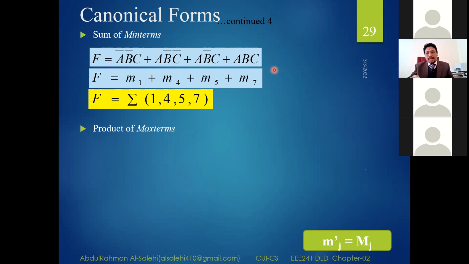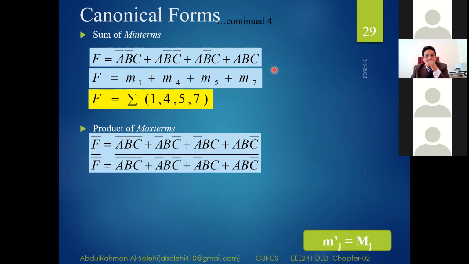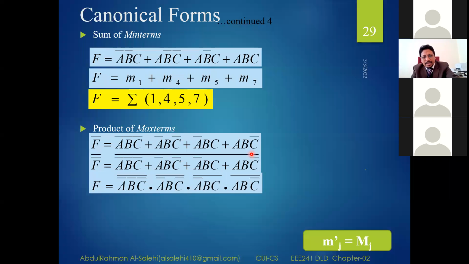In max term, it is the same thing. I'm going to use the same process here. Only what I will do is take the complement of all these values first. Then at the end of the day, I will just convert the sum product to dot product. In other words, if I take the complement of min term, I will get the max term. So this is available here: the complement of min term is equal to max term.